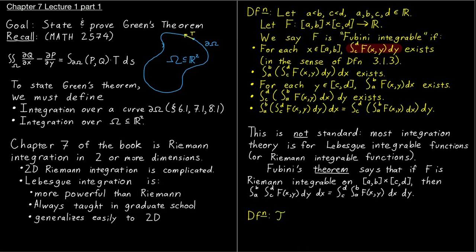I'm going to do the same thing for Fubini integrable functions. So cursive F of AB cross CD is the set of all functions f defined from AB cross CD mapping into R, all real valued functions on that two-dimensional rectangle such that f is what we're calling Fubini integrable.